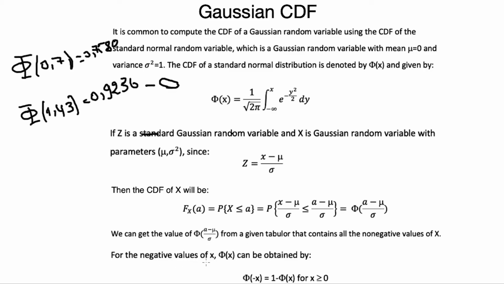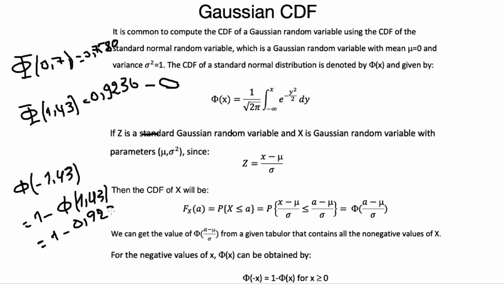However, if we have a negative value of x, we get it by phi of minus x equals 1 minus phi of x. For example, if we have phi of minus 1.43, it is equal to 1 minus phi of 1.43, which is 1 minus 0.9236.